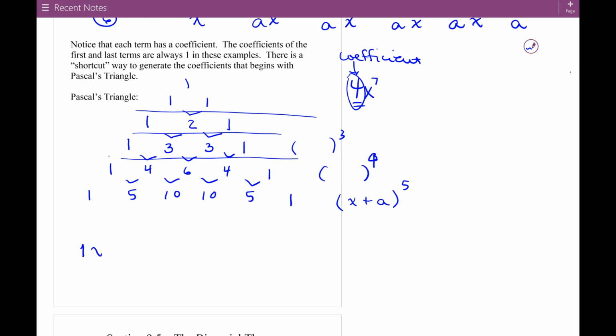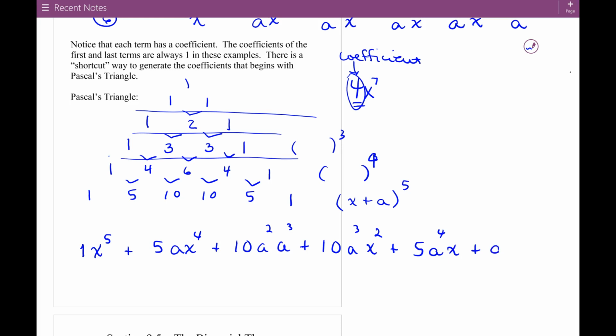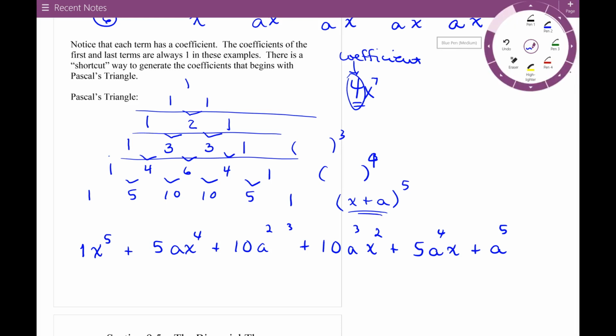So we have 1 times x to the 5th plus 5 times a x to the 4th plus 10 a squared x cubed plus 10 a cubed x squared plus 5 a to the 4th x plus a to the 5th. So that's the expansion of x plus a to the 5th, and that's all there was to it. We didn't have to do some giant algebra. I see that I said x and wrote a, so let me fix that.